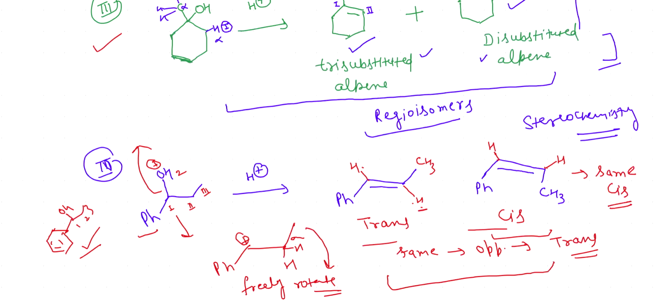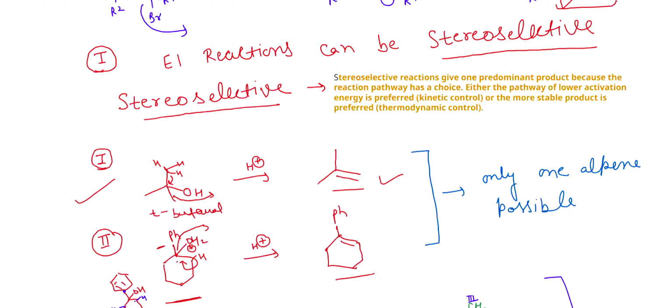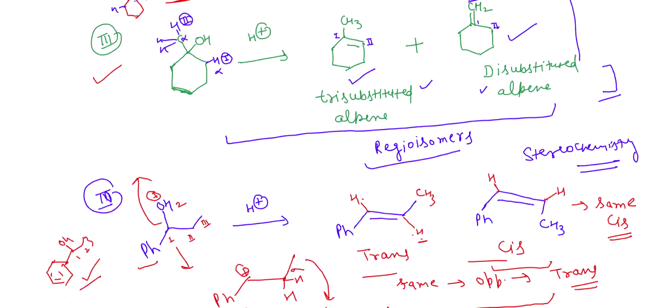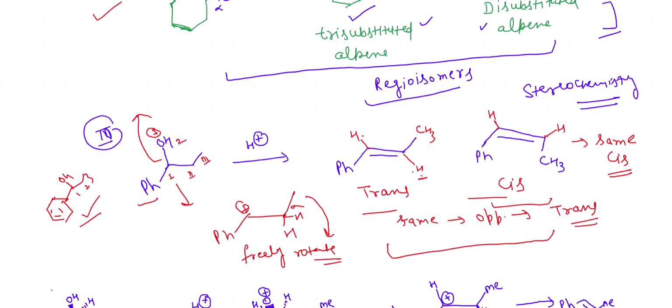Clear? So in E1 reactions, there are three possibilities I have told you earlier. In the first two cases, only one alkene is possible, so there is no formation of stereoisomers as well as regioisomers. But in the second case, there is a possibility of formation of regioisomers. And in the third case, there is also a possibility of formation of stereoisomers. So our question is, which stereoisomer will be formed in the major amount, either trans or cis? We have to figure out which will be the favorable product.